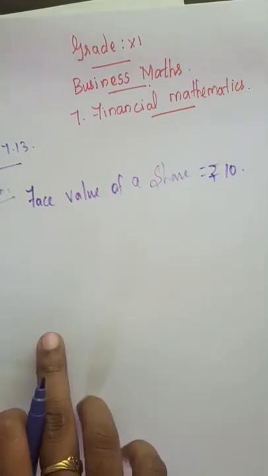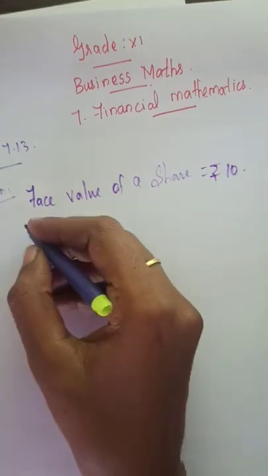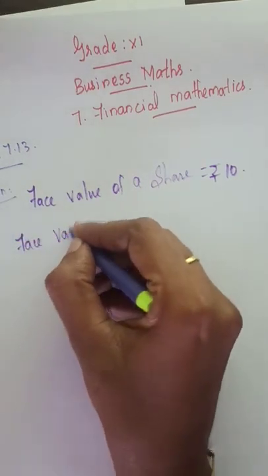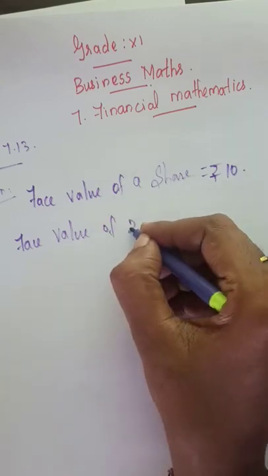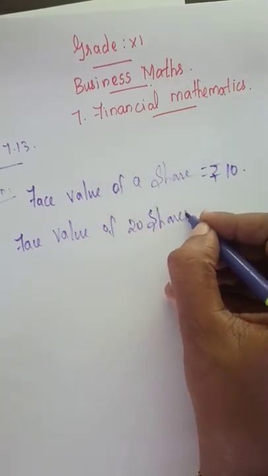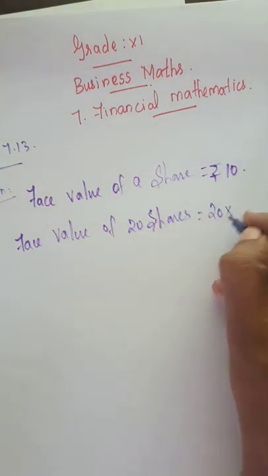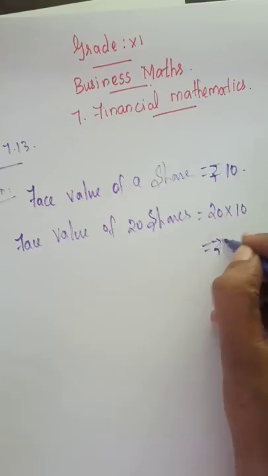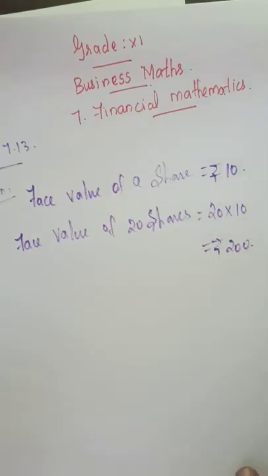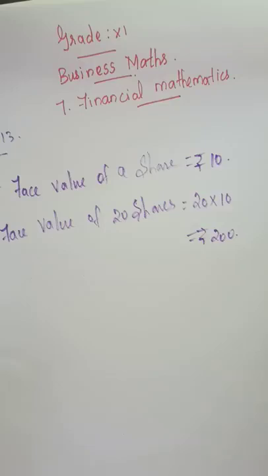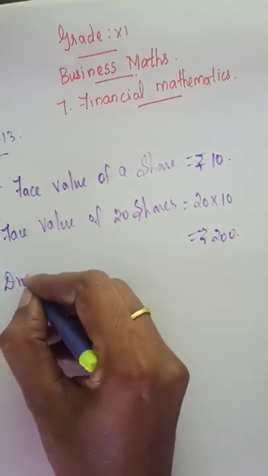Here we need to find the face value of 20 shares. How will you find the face value of 20 shares? 20 shares means 20 into 10, that is equal to rupees 200. Now you have the face value of 20 shares. Now we need the dividend. Dividend means the SI value. It's the same as SI.